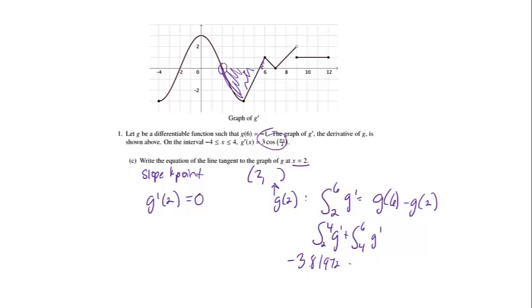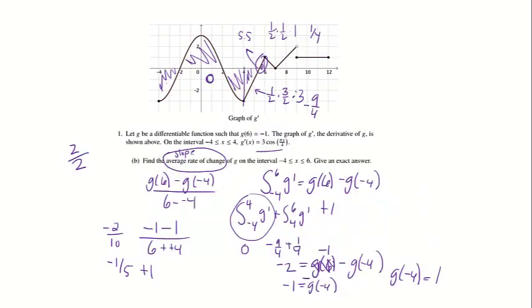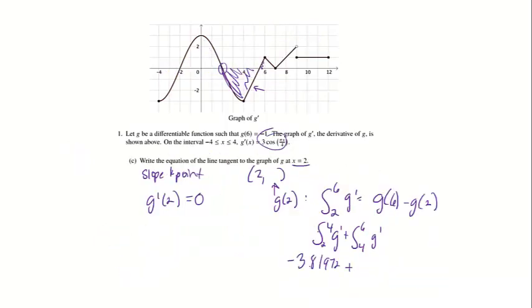And then for this next part, if I go from 4 to 6, did we do 4 to 6 in a different part? Let's see. No, I did not. Okay, yes, I did. 4 to 6, yep. So we got negative 2 when we did that. Okay, so then that's going to be negative 5.81972. All right, and that's going to equal g of 6 minus g of 2.